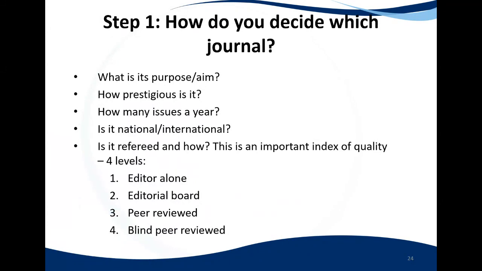And how do you decide on the journal? Again, just quickly, what is its purpose? What does it want to achieve? What is its aim? How prestigious is it? Again, we spoke about the impact factor. We spoke about citations. And again, in terms of these indexing lists as well, if it's under ISI, then it means the reputation is much higher than maybe other lists. So that's how you also look at the prestige as well.